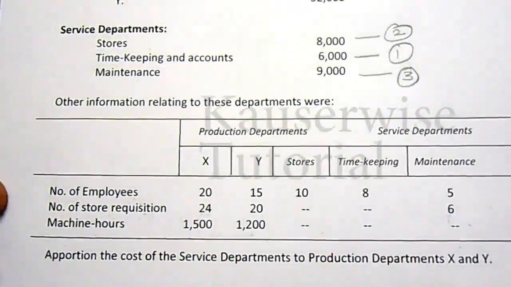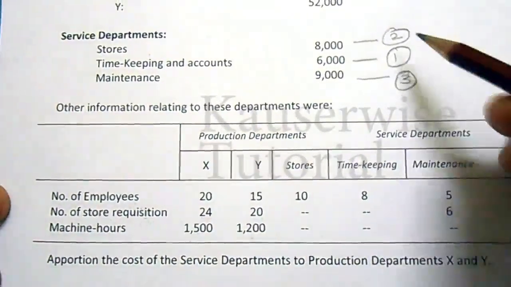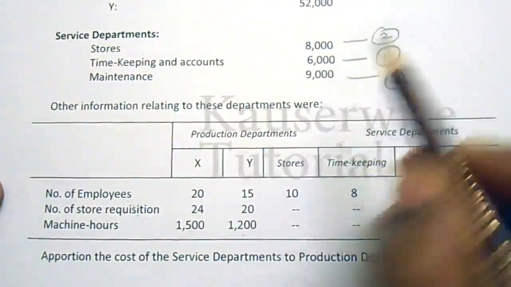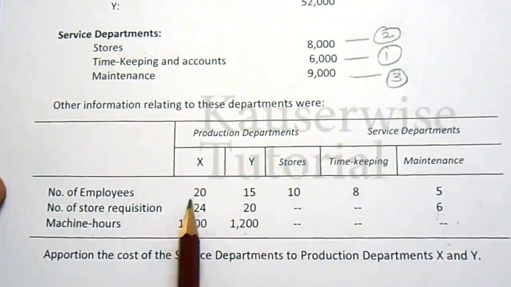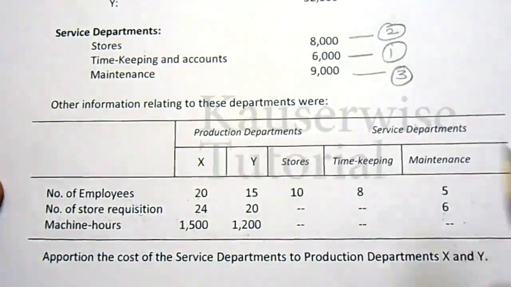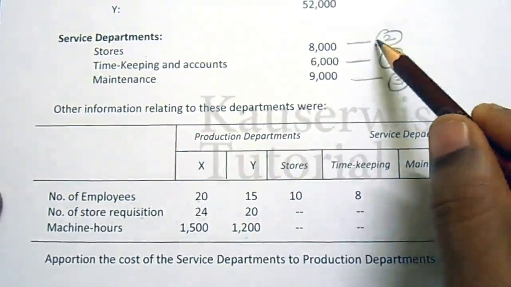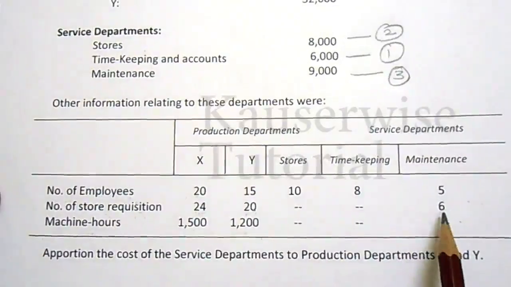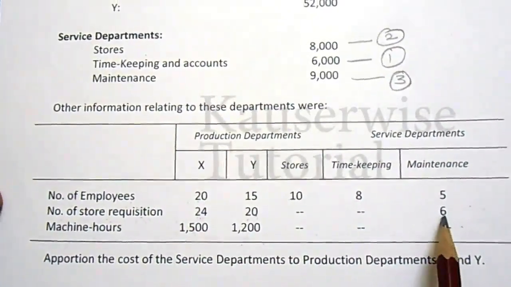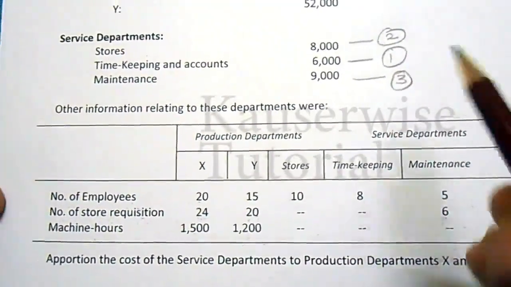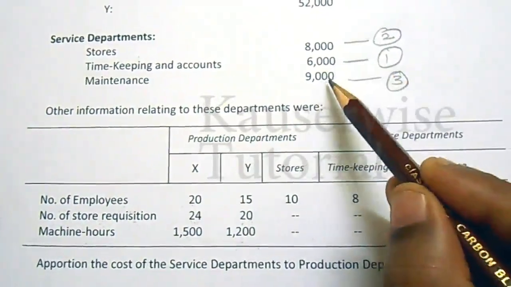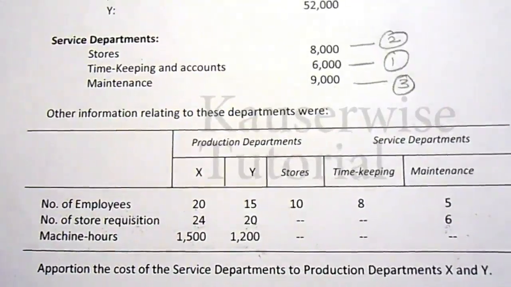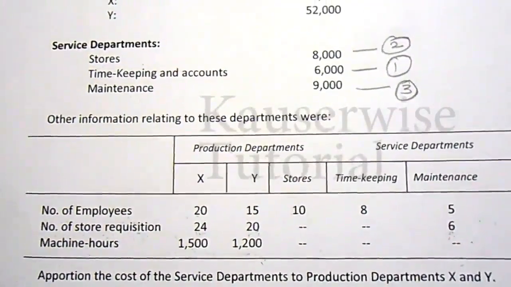According to the information given in the problem, you need to find the sequence. The first one, timekeeping and accounts. For that we have the proportion for all the departments. And the second one is stores. For that we have two production department proportions and one service department proportion, and this will be the second sequence. And the last one is maintenance. This is applicable for only production departments. This is called the step-by-step method. Okay, so now let us see the solution.